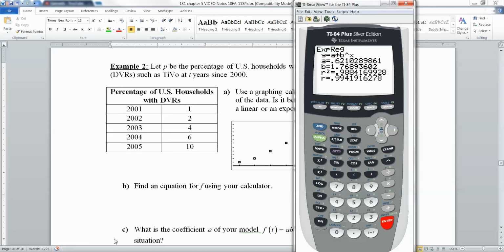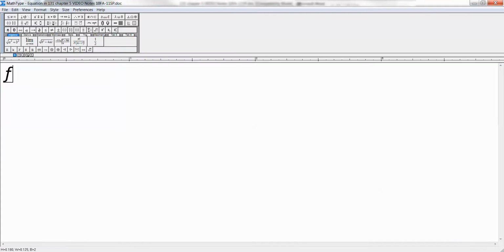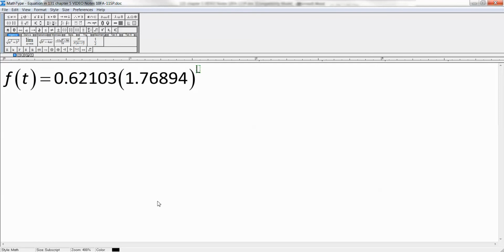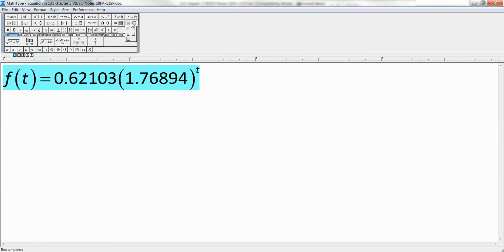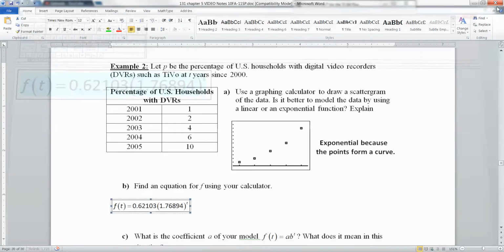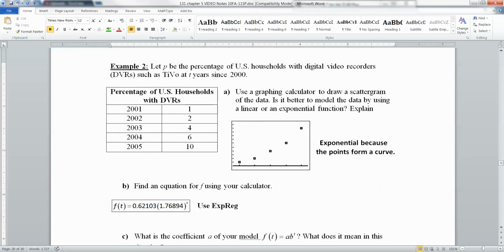So let me see here. F of t is equal to 0.62103 times 1.76894 to the t. I probably did a few too many decimal places on that. But that's all right. You're better off with more decimal places than less. Right? And I used exponential regression. Right? Whenever you're given a whole table of points, use all of them. Right? So use exponential regression.